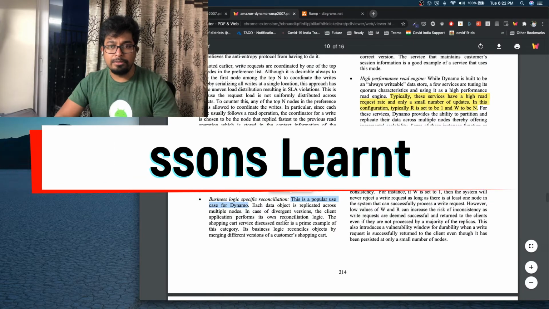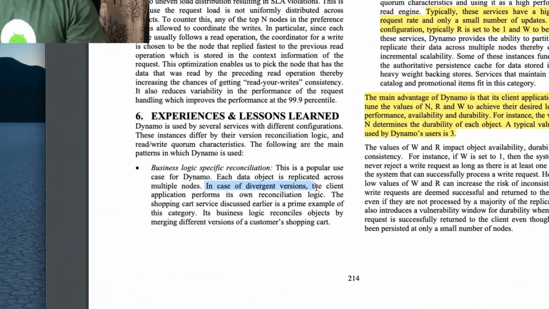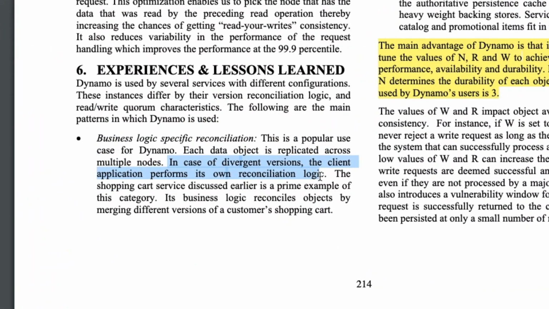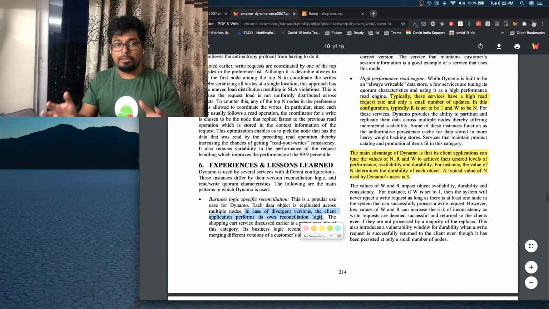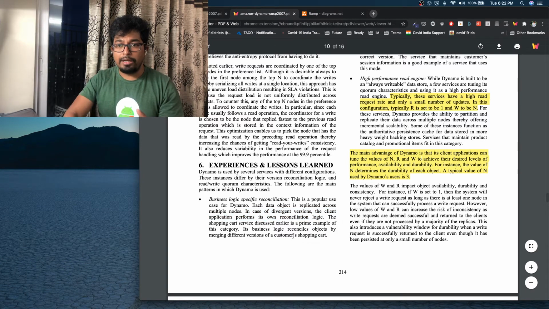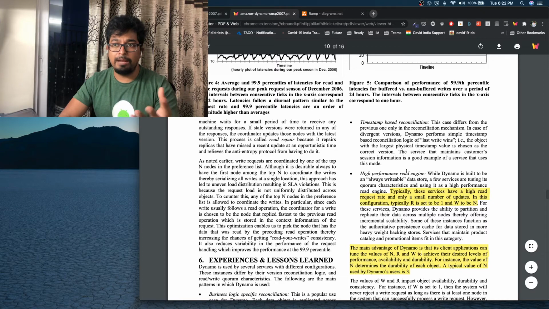Experiences and lessons learned: business logic specific reconciliation. Now, this is a popular use case for Dynamo. In case of divergent versions, the client application performs its own reconciliation logic. Generally, we think when a key has two different values, we will choose one or the other, right? That's our intuition. But for Amazon, especially the cart, it could be a merge operation where the business logic can reconcile objects by merging different versions of a customer's shopping cart. So this concept of vector clocks really helped Amazon.